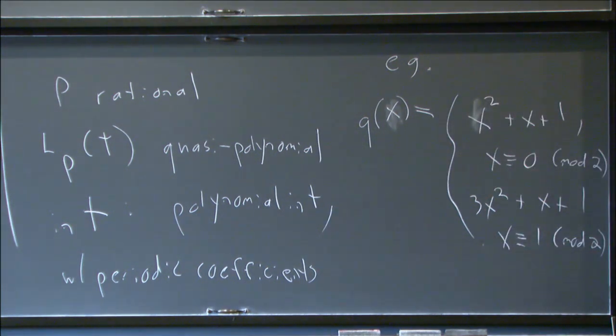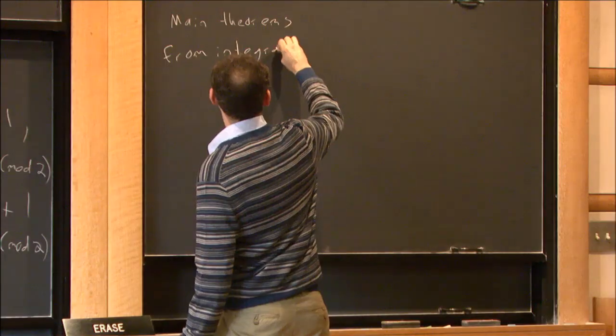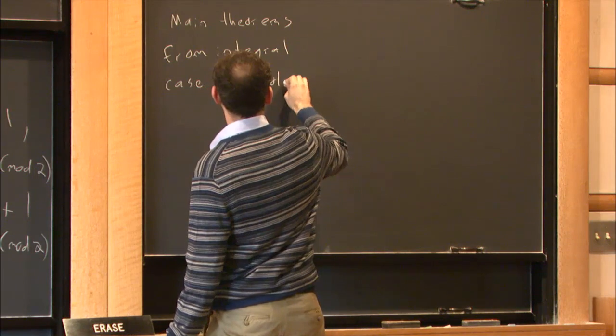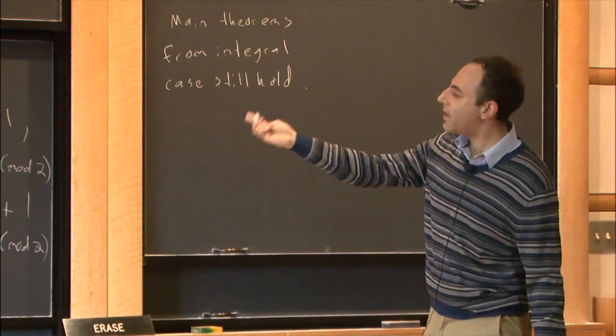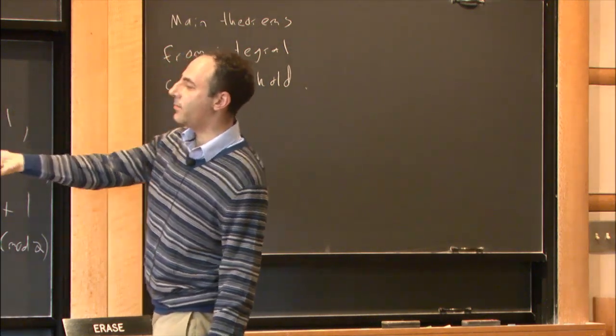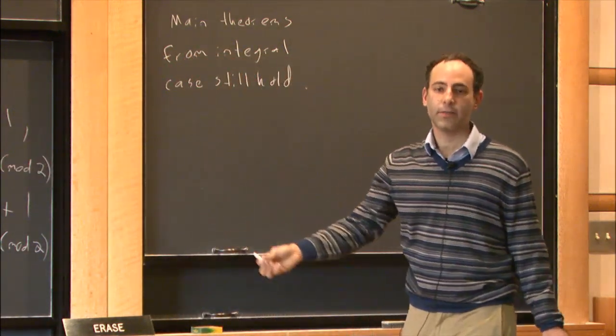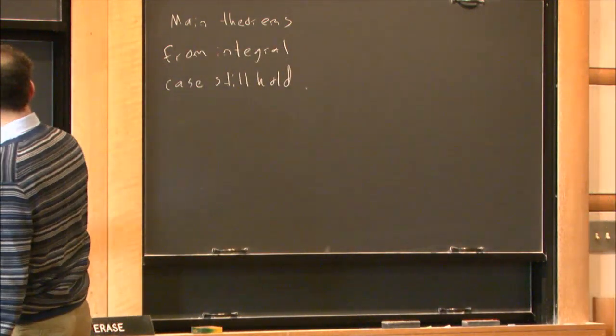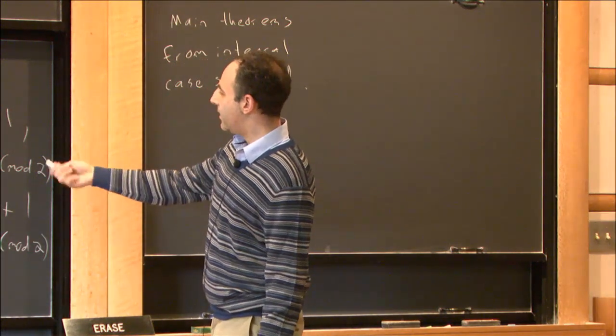And the main theorems, at least versions of them, still hold from the integral case. For example, if I take this quasi-polynomial and evaluate it at negative values of x, I get the number of lattice points in the interior of the polytope. And there are also interesting things you can say about the period of this quasi-polynomial.